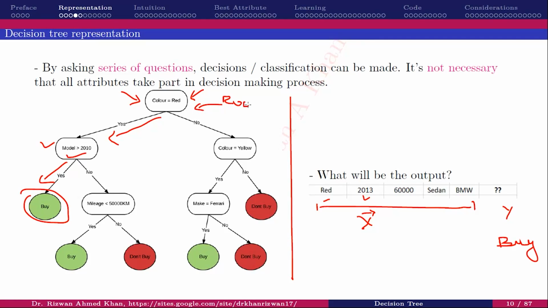You started from the root, then checked model, after that mileage. Mileage is 60,000. If you just follow this one, the second question is mileage, right? And if this is true, we reach here. We don't need to ask anything else. We have reached this decision, because we have reached a leaf node.